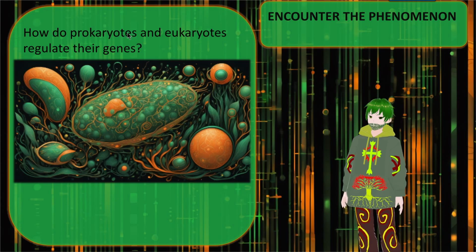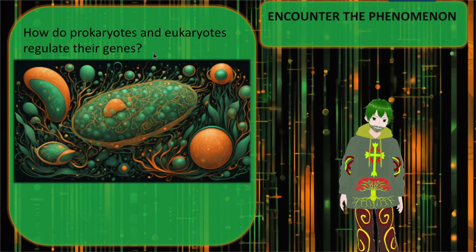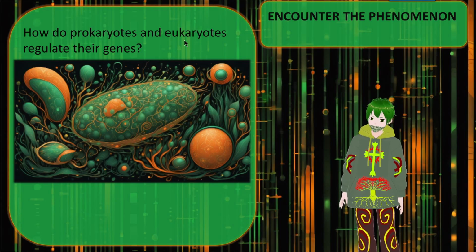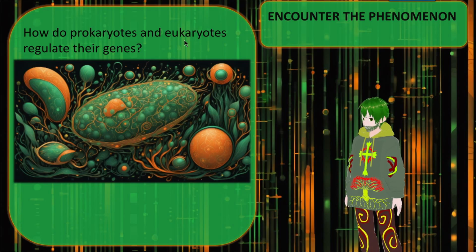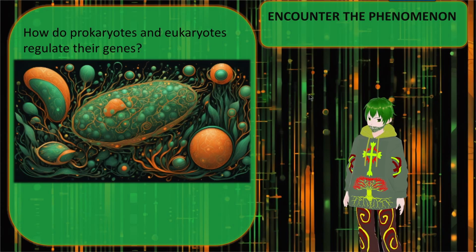So, how do prokaryotes and eukaryotes regulate their genes? Well, the easiest answer is for both is operon systems. And then you have multiple levels in eukaryotes, like pre-transcription editing, post-transcription regulation, and post-translation regulation through things like RNA interference.